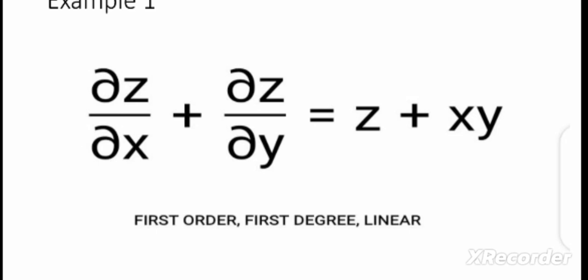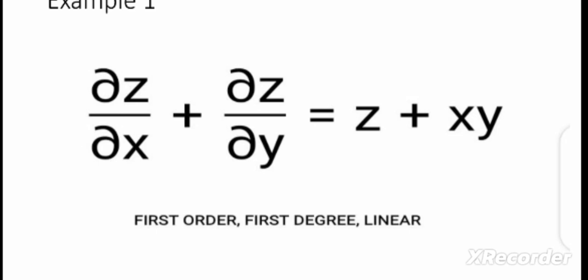Similarly, the degree of a partial differential equation is the degree of the highest order derivative, which occurs after the equation has been rationalized. So it is of first order and first degree, and also it is linear. A partial differential equation is said to be linear if the dependent variable and its partial derivatives occur in first degree only.